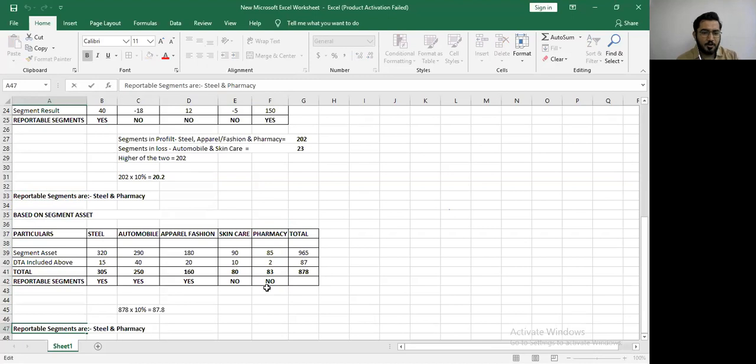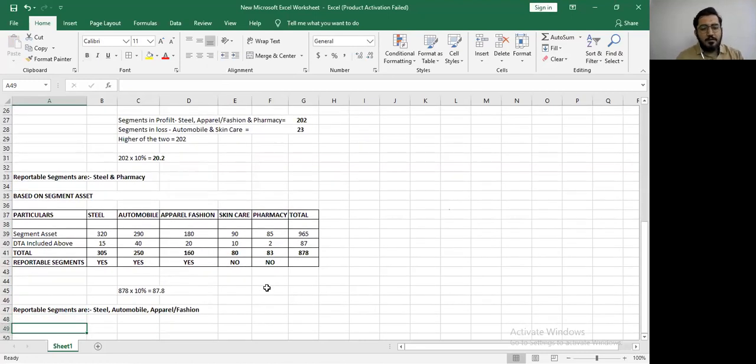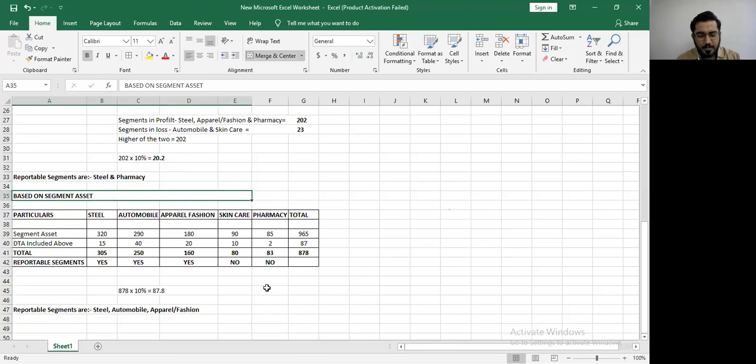Let's see which are your reportable segments. You have steel, of course, then automobile and apparel fashion. So these are your segments that are reportable based on segment asset. Okay, let's try to satisfy the first condition. The first condition says that even if a segment does not satisfy the 10% criteria, but if the management wants to give separate disclosures, they can give separate disclosures.